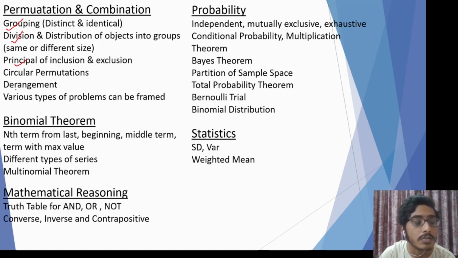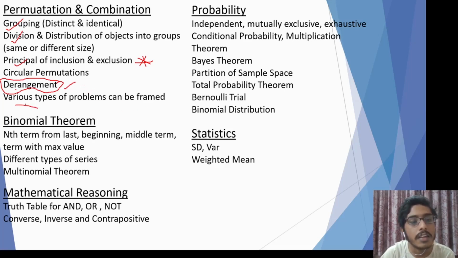Okay, so if you look at some of the concepts like grouping of the elements, they can be distinct or identical, both cases, division and distribution of objects into groups of same size or different size, the inclusion exclusion principle, this is important. Next is circular permutation, as you know, when the objects are arranged in a circle. Derangement is important. You must understand the concept obviously, and there is one important formula. Most of the sums are solved with that. However, the concept is important.